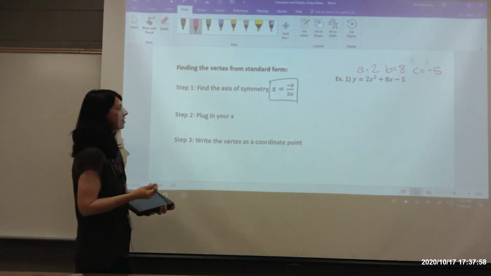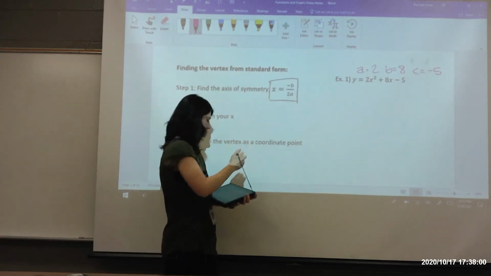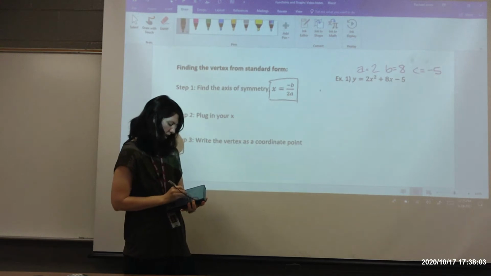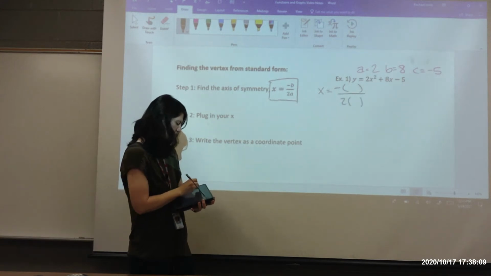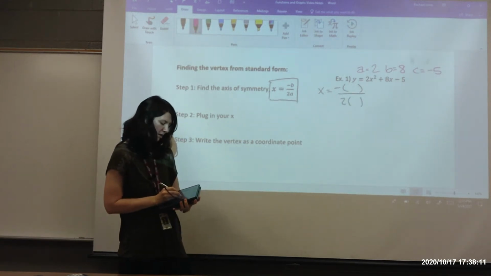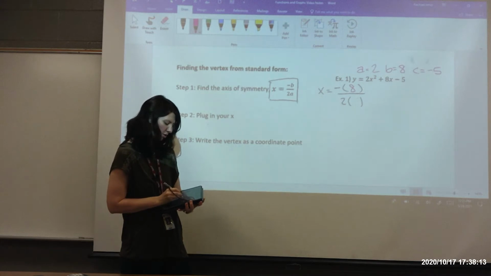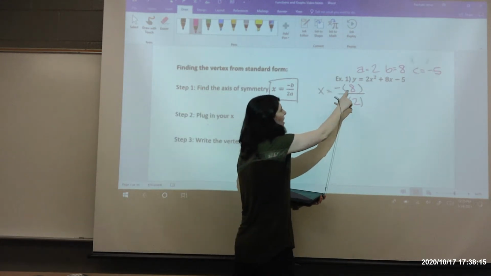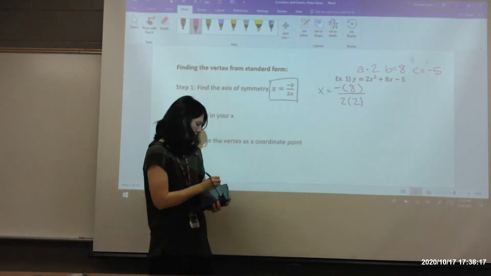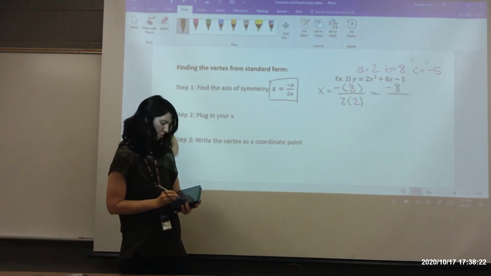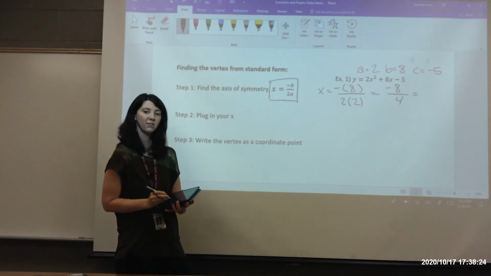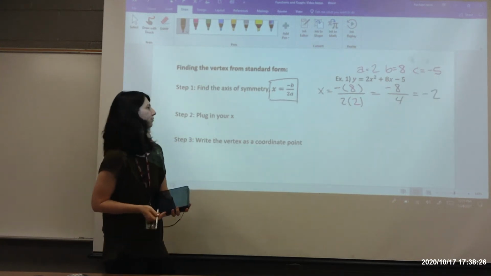So let's take those numbers and plug them into our formula. x equals negative b over 2 times a. So our b here was 8, and our a here was 2. I plugged in my b, I plugged in my a, and now I'm going to simplify. That gives me a negative 8 on top, and 2 times 2 would be 4. Negative 8 divided by 4 is negative 2.